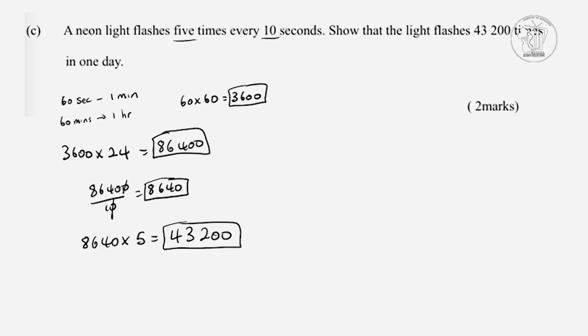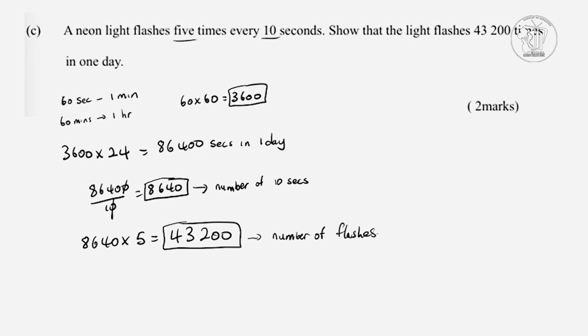First, we find the amount of seconds in 1 day. So we can just put some labels in. This will be the seconds in 1 day, and then this will, of course, be the number of 10 seconds, and then this will be the number of flashes. And that is how we show that.